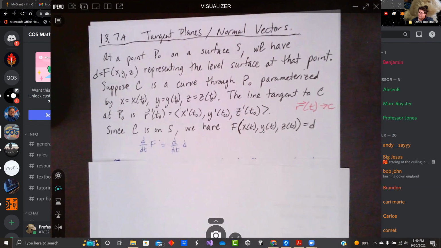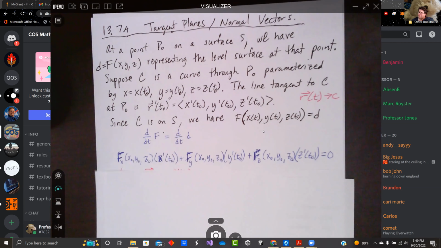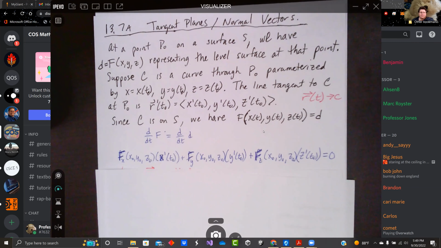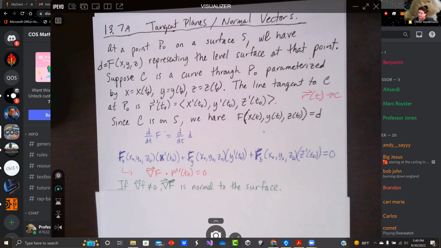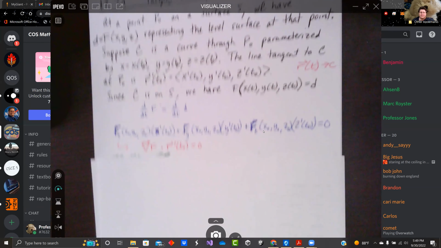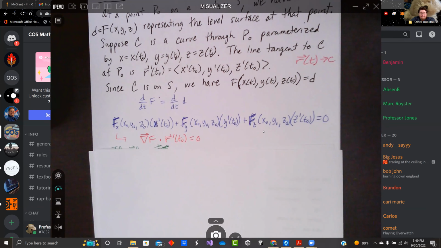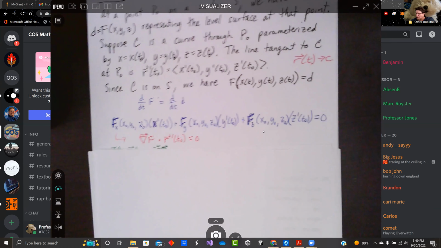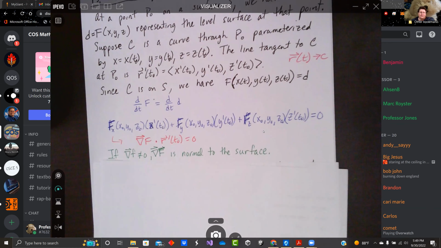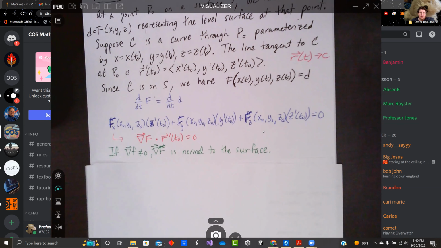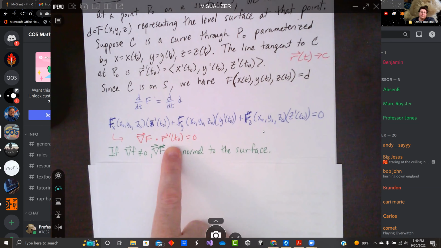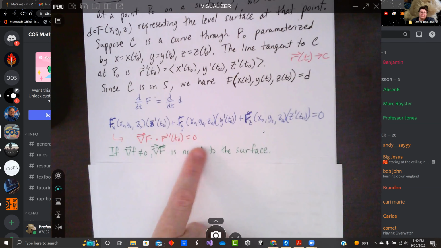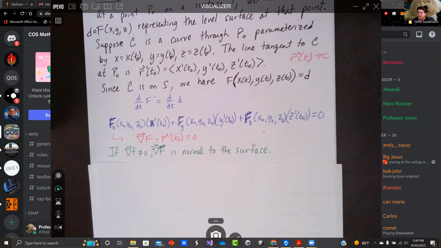So what happens? We'll take the time derivative of both sides. So d/dt of both sides: the right side's a constant, it goes to 0. The left side becomes the gradient of f dotted with R prime of T naught. Okay, that's pretty cool. If the gradient of f is not 0, then the gradient of f is normal to the surface, because R prime of T naught is a tangent vector. And we know the tangent vector dotted with the normal vector equals 0. Gradient of f must be our normal vector.